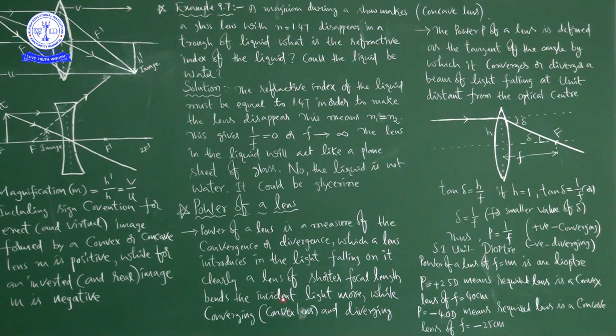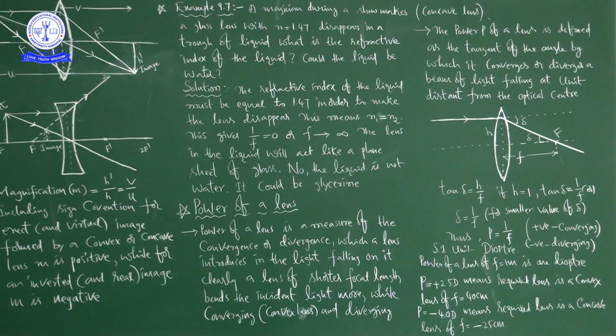So the lens which has shorter focal length bends the incident light more, right? So P is equal to 1 by F. You can say that, because shorter focal length means it bends the incident light more, right?